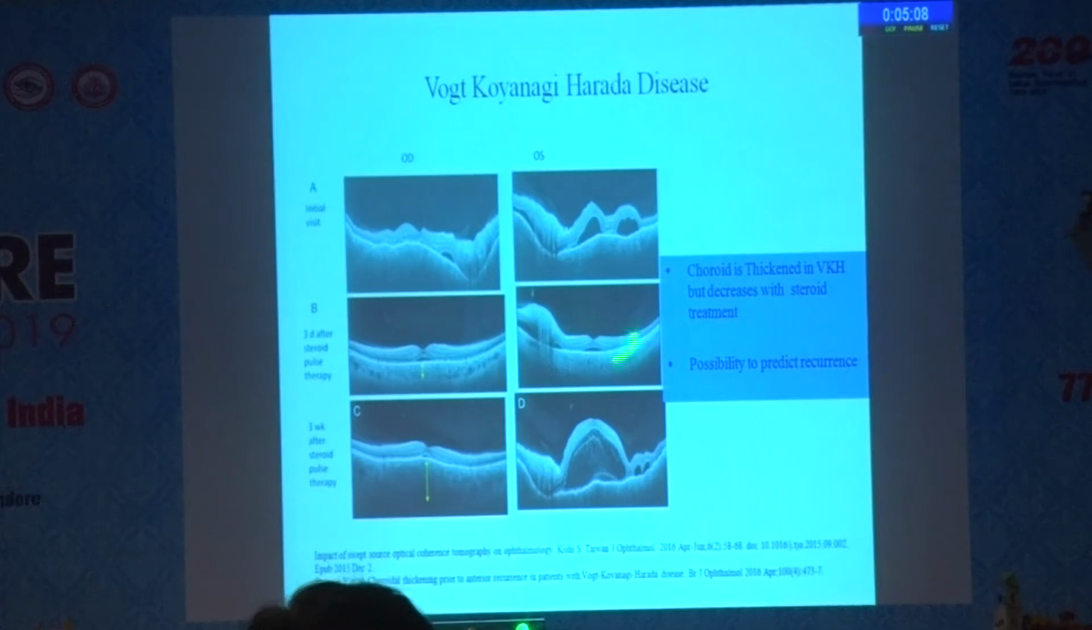Here the choroidal thickness goes down, but after the 3 weeks of steroid pulse therapy, the recurrence comes here again, though there are no retinal changes here. But as you can see further down, the choroidal thickness comes back. So these are the situations where choroidal thickness really helps you: okay, now the recurrence is going to come in this particular eye, so you can treat them.